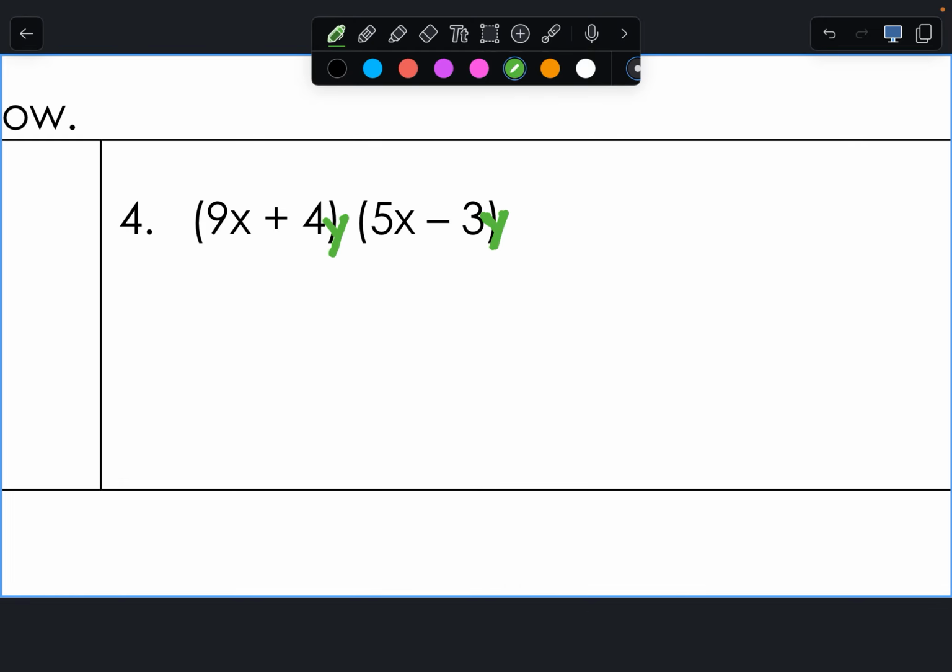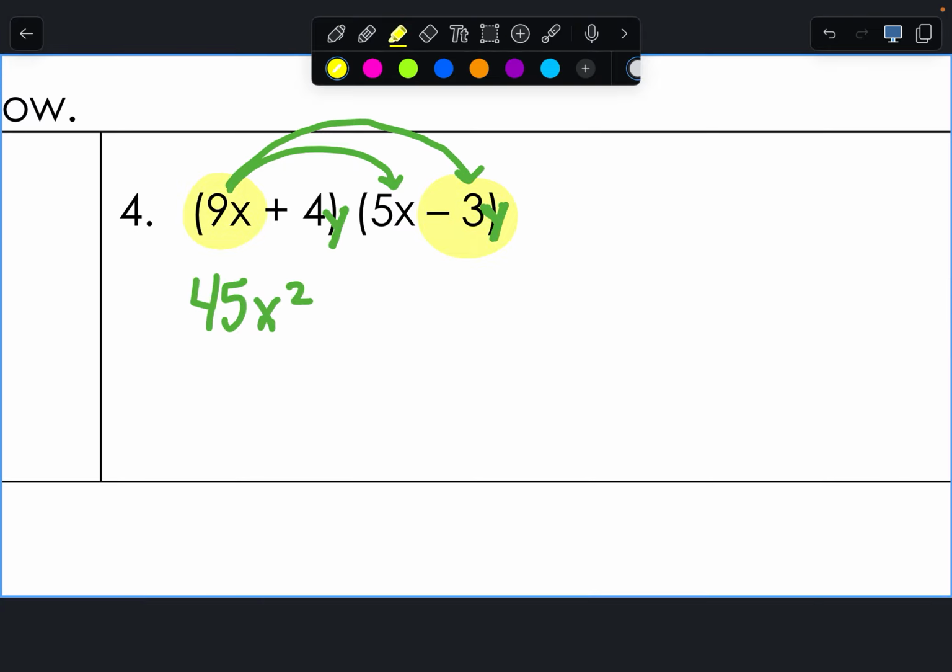First two terms: 9x times 5x is 45x squared. Now, 9x times negative 3y. When you multiply two different variables, you just put them together. 9 times negative 3 is negative 27. x times y is xy. That's all you do. Put them together. You can multiply different variables. You cannot add different variables. You cannot add x plus y, but you can multiply x times y.